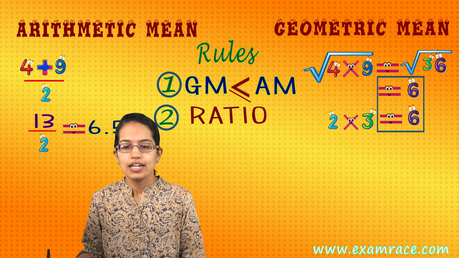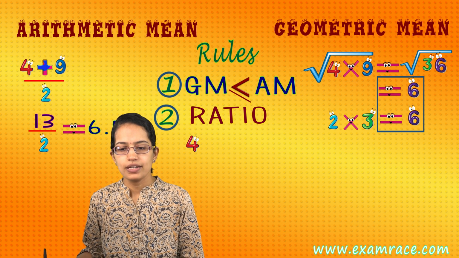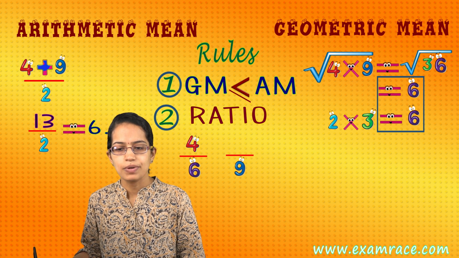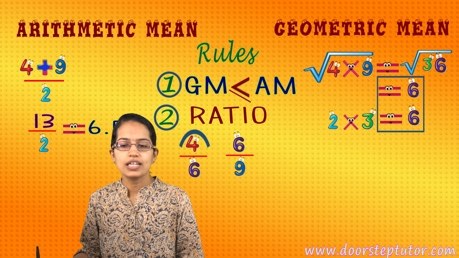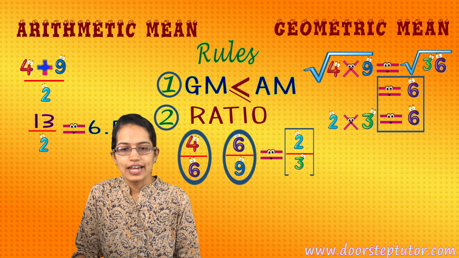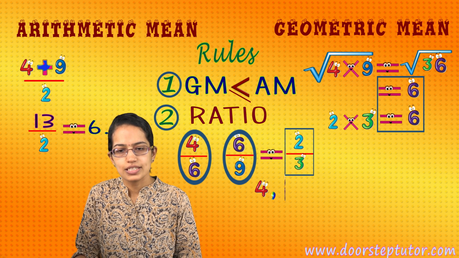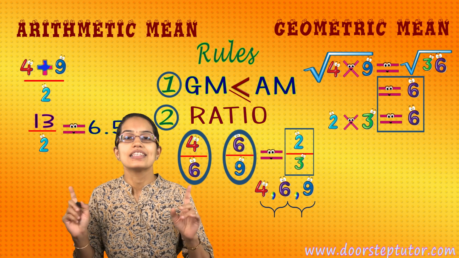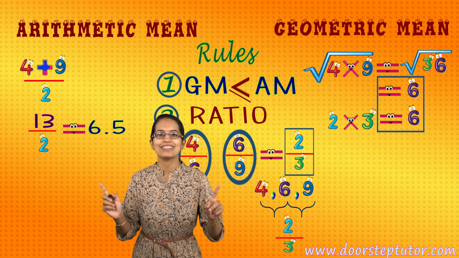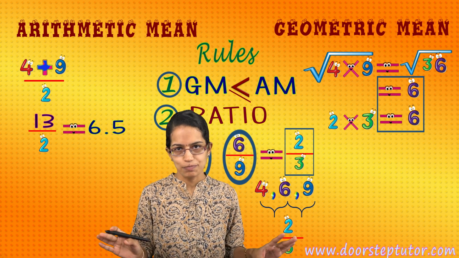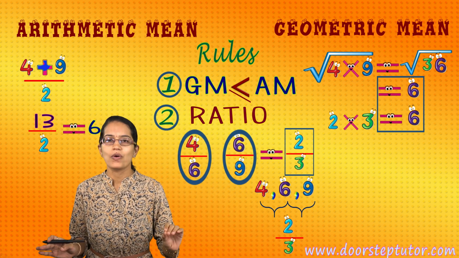The second rule is a very special characteristic of a geometric mean, that is understanding the ratios. So here I take the lower number divided by the geometric mean, and I take the bigger number, which is 9, and this is divided by the geometric mean. In both the cases, I get a ratio of 2:3. So when I write 4, 6 and 9, I take the ratio of 4 by 6 and 6 by 9. The ratio remains the same, and this is one of the very classic characteristics of geometric mean. A very, very important concept.